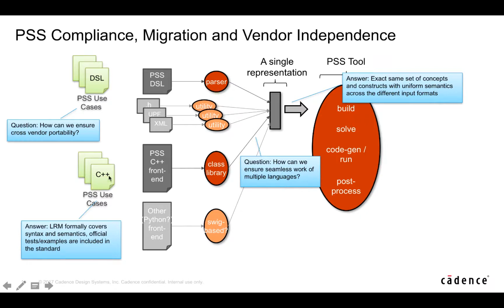I just want to say that if you go too dynamic, for example, using C++ in a way that cannot talk to a DSL solution, we will not be able to do the solving at the same time. This is well defined. Now, on top of the LRM and the section that covers the semantics, we are going to provide, as part of Accellera, official tests and examples that will be included in the standard.